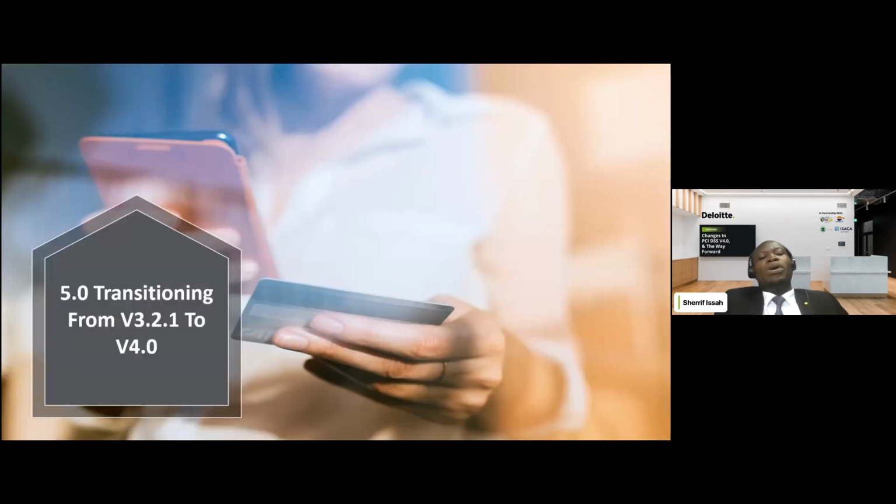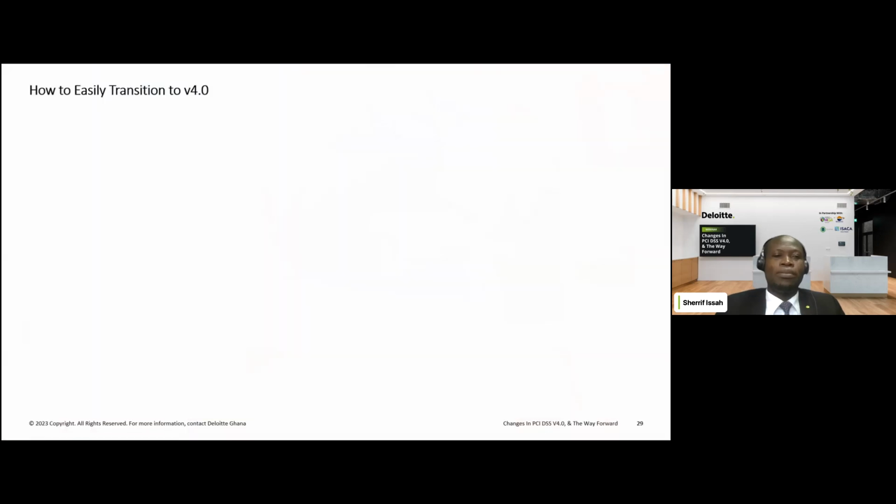So we go into the next session, where we're looking at how we can transition from version 3.2.1 to version 4.0. I'll say this section is primarily for those who are already certified or implementing PCI version 3.2.1. So how do we move from the previous version to the current version, considering the timelines that Mary walked us through? Let's see what we can do.